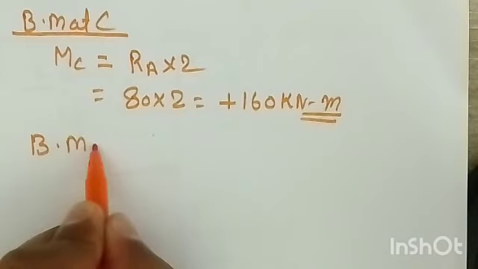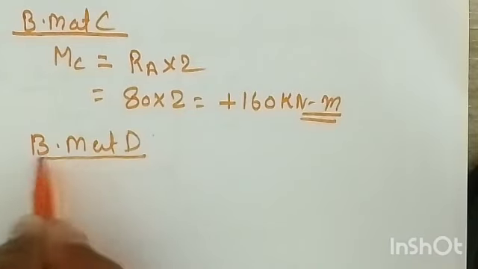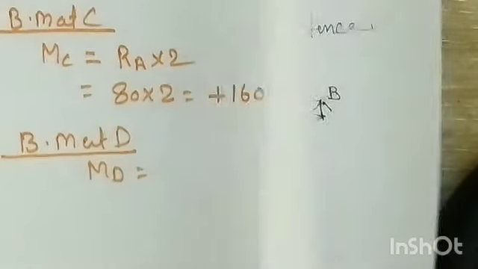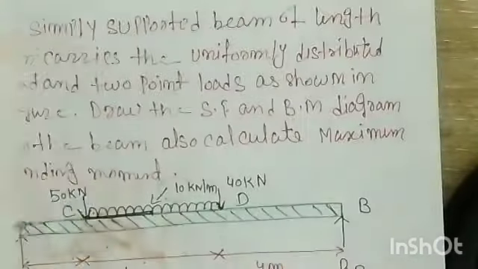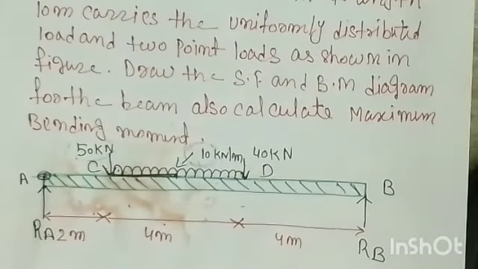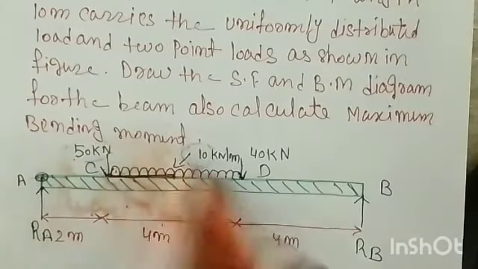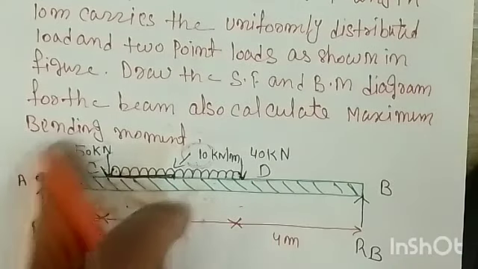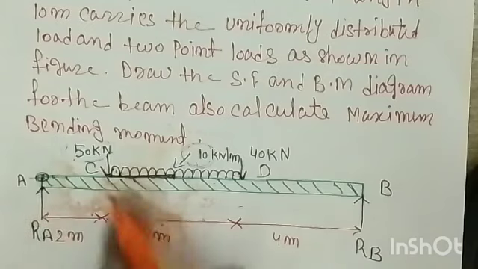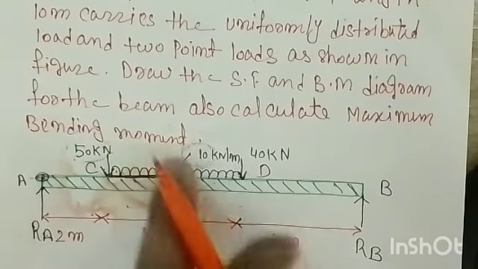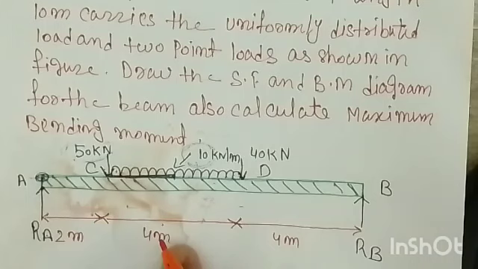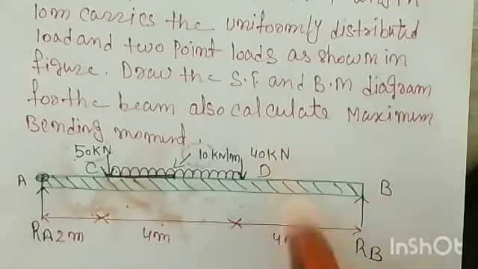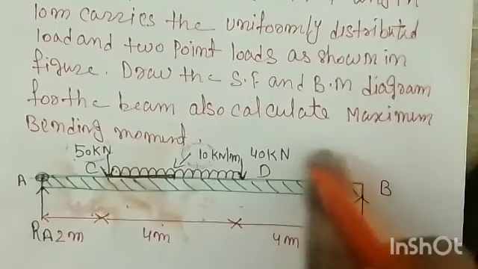Bending moment at D, that is MD is equal to what? See this very carefully. So this is your D. Either you can do the calculation from this side or from this side. This side is very easy. From the other side it is RA into 6 minus 50 into 4 minus 10 into 4 into 4 by 2. But if you come from the right side, it will be simply RB into 4. So we'll do it from RB into 4 only.